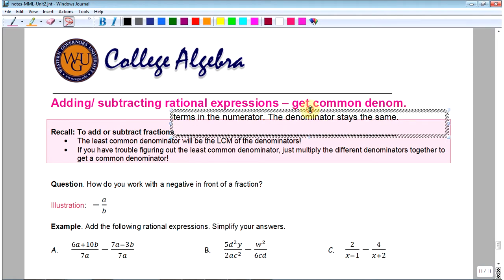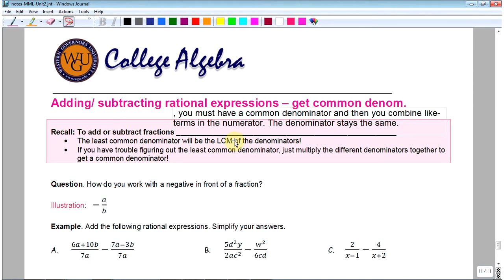So when dealing with rational functions, which are just fractions that involve variables, we're going to follow the same strategy. You'll have to get a least common denominator if you don't start with one, and this will be the least common multiple of your denominators. If you have trouble figuring out the least common denominator, all you have to do is multiply your different denominators together, and that will give you a common denominator. It's possible that you may have to simplify if you didn't come up with the least common denominator, but that's okay. You'll still come to the same result.